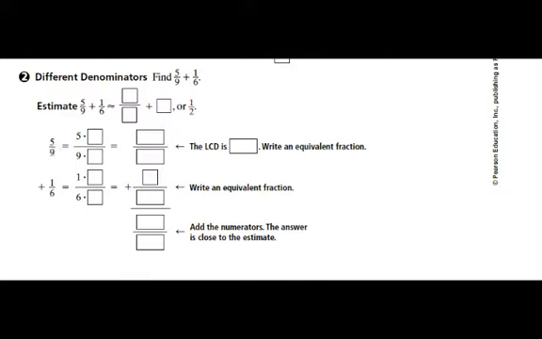9 times 2 is 18. Can 6 go into 18? Yes, it can. So that means our denominator is going to be 18. So we had to take 9 times 2 to get 18, so we're going to take 5 times 2 to get 10. For the 1/6 fraction, we took 6 times 3 to get 18, so we're going to take 1 times 3 to get 3. So we have 10/18 plus 3/18, which gives us 13/18. Once again, this fraction is simplified and can't be reduced in any way.